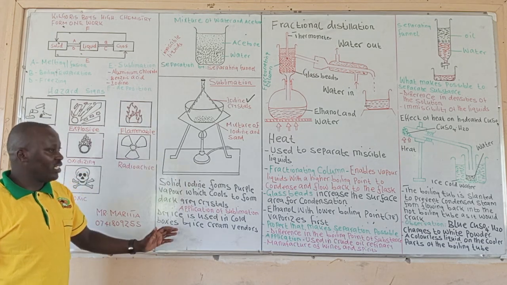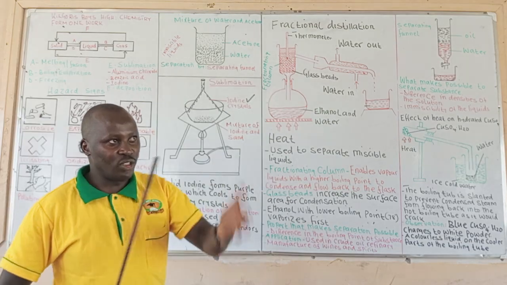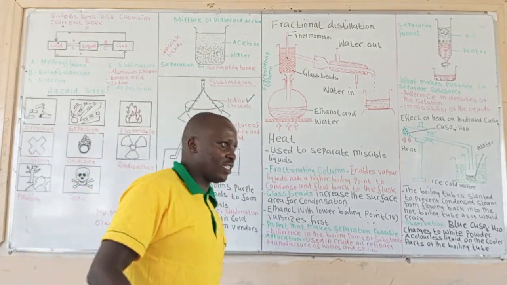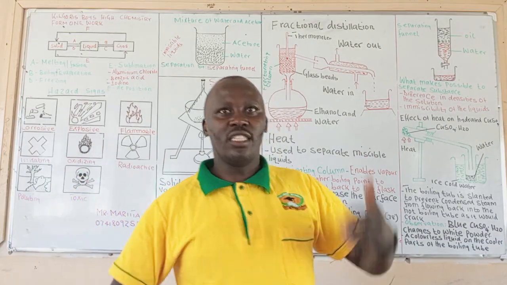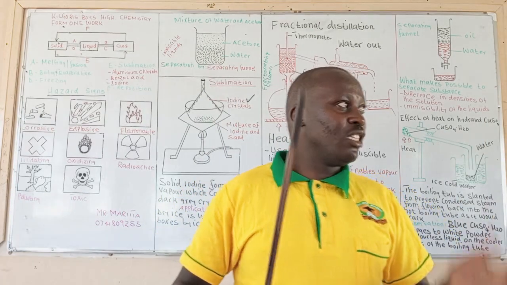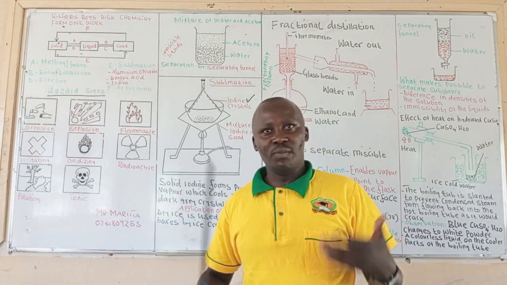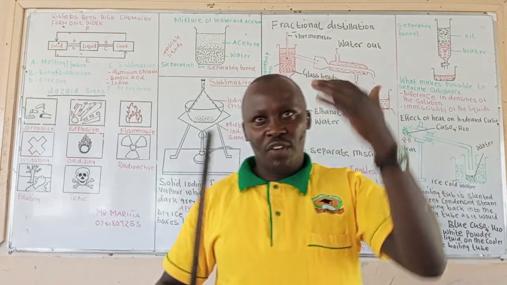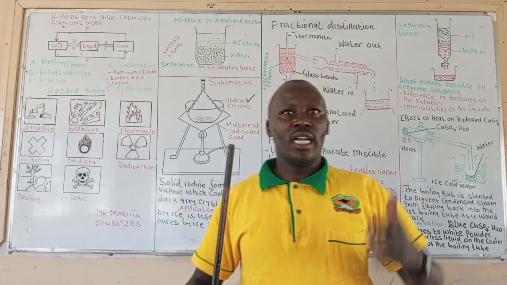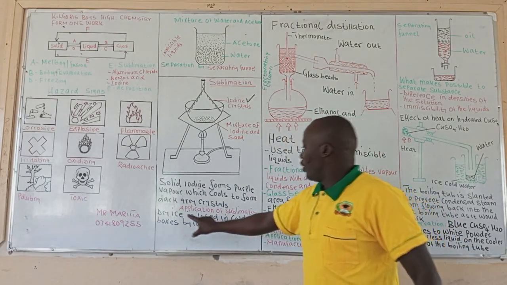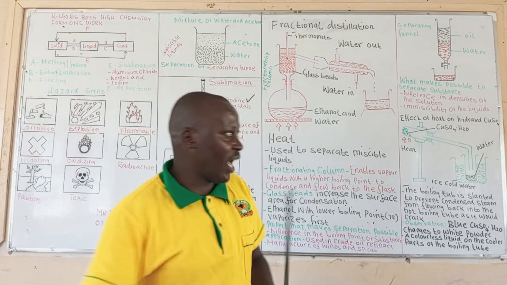Then we have the application of this sublimation. Some substances undergo sublimation. One of the substances which undergo sublimation, apart from iodine, is dry ice. The application is that dry ice is used in cold boxes by ice cream vendors. It is preferred over ordinary ice because it sublimes, hence it does not cause dampness. That is why dry ice is used by the ice cream vendors.